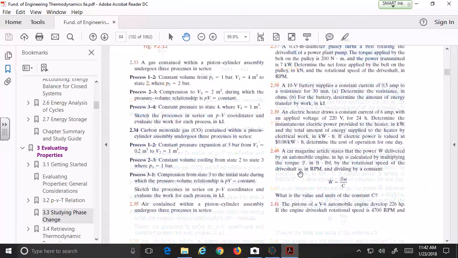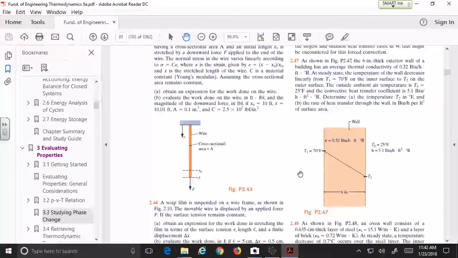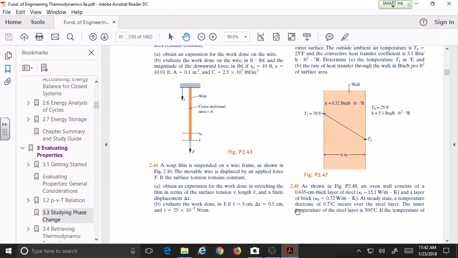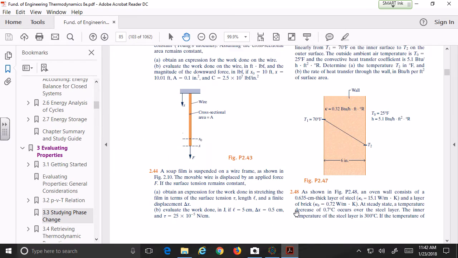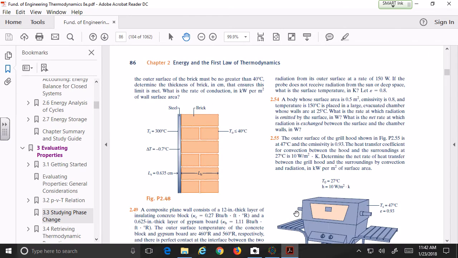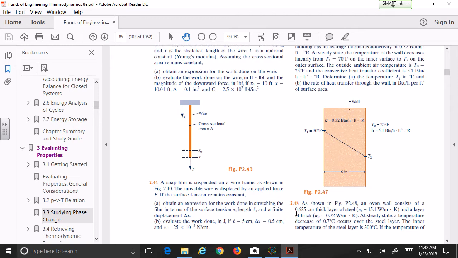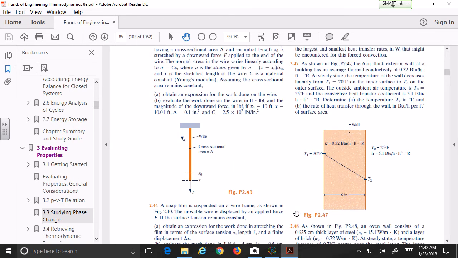So most of the problems you will have here will be conduction. So let's do this one over here. You choose 247, 248. Which one do you want to do? 47, 48? 47. Okay. So 247 is over here.